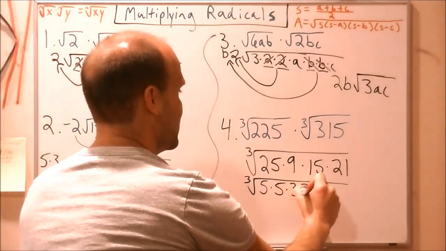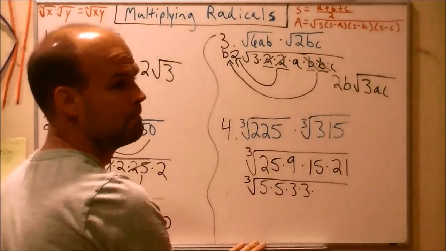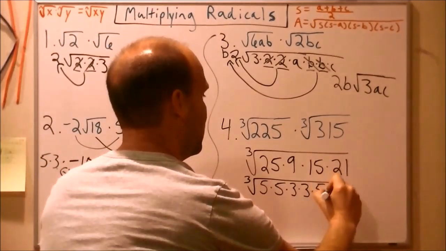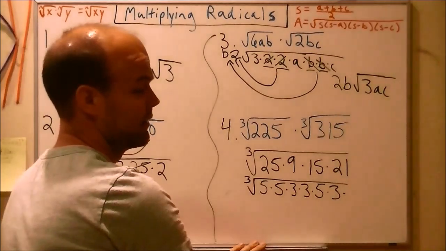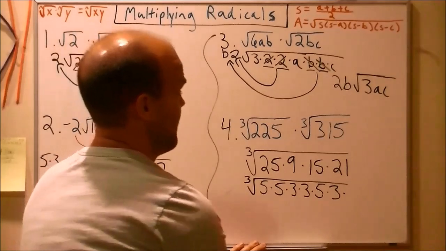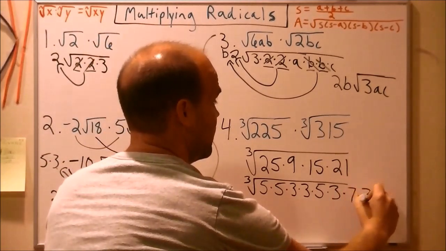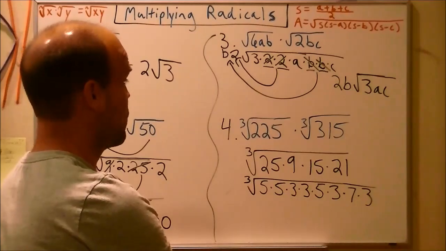3 times 3. Prime factors of 15: 5 and 3. And lastly, but certainly not leastly, I don't think that's a word, prime factors of 21: 7 and 3. Okay. Now you might be looking at that and say, what a mess.